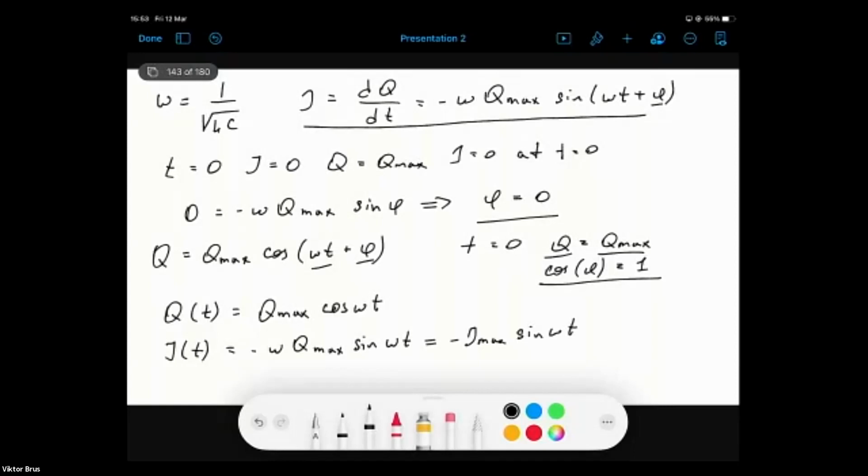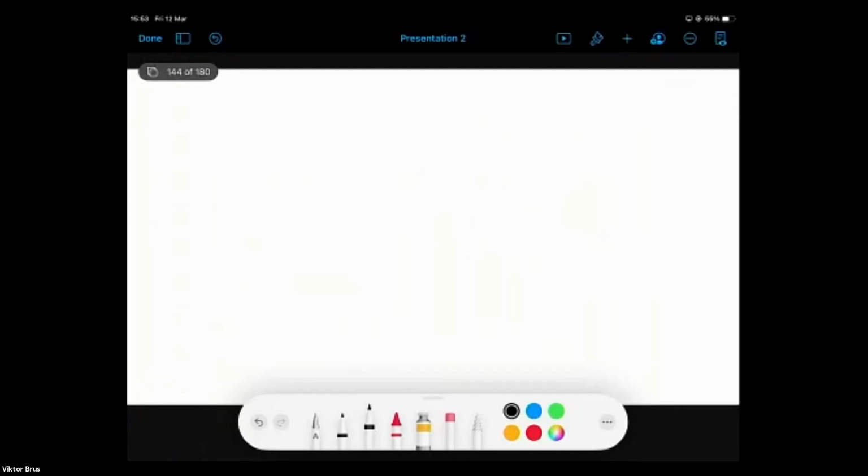So now let us consider the final part of our today's lecture: how energy can be described in terms of these derived equations for electric charge and electric current. So we know that the total energy accumulated in the system is the energy accumulated in the capacitor and inductor. So we can write Q maximum square divided by 2C cosine square omega t plus 1/2 L I maximum square times sine square omega t.